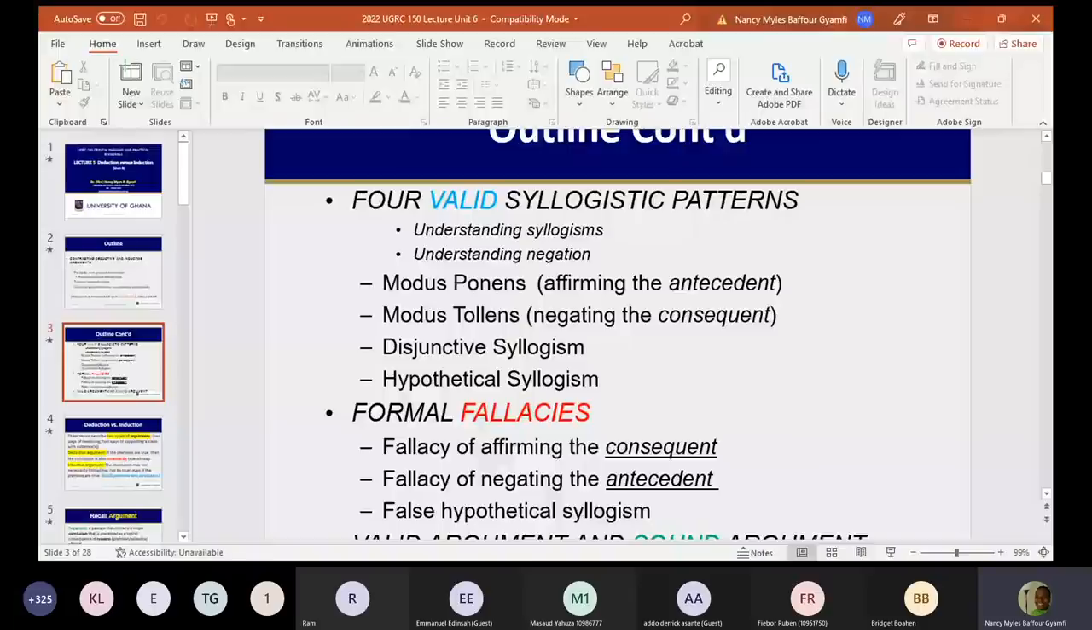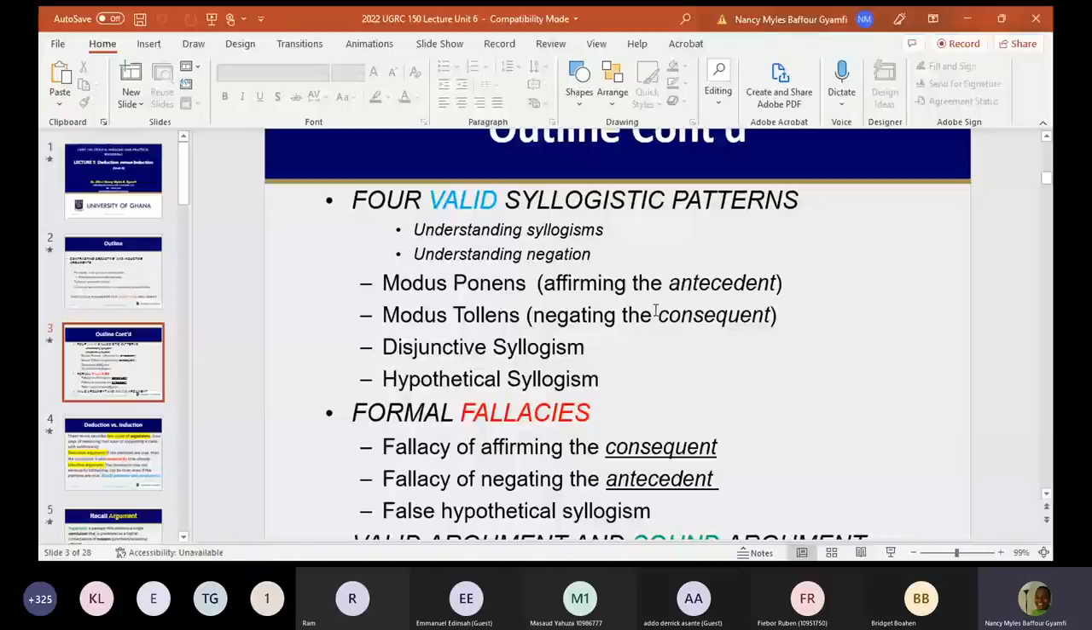Now, those are the valid syllogistic patterns. It means they have two premises leading to a conclusion. They are deductions. You are trying to draw the conclusion directly from the premises, and you do that deduction correctly, so it is valid. So the valid syllogistic patterns are what? Modus ponens, modus tollens, disjunctive syllogism and hypothetical syllogism. And then I pointed out to you for emphasis that modus ponens has another name. It's called affirming the antecedent.